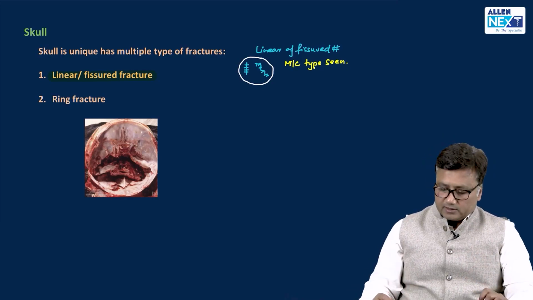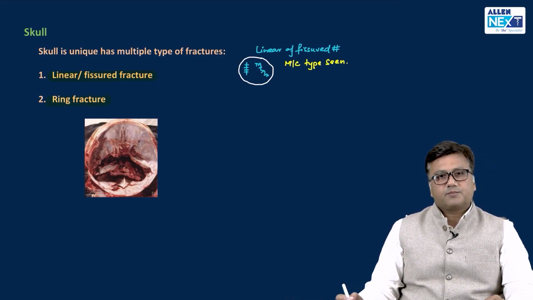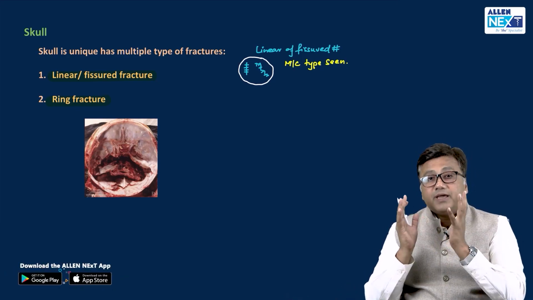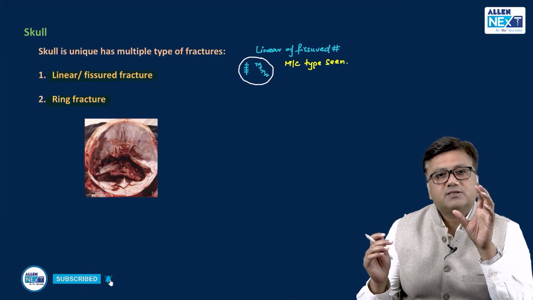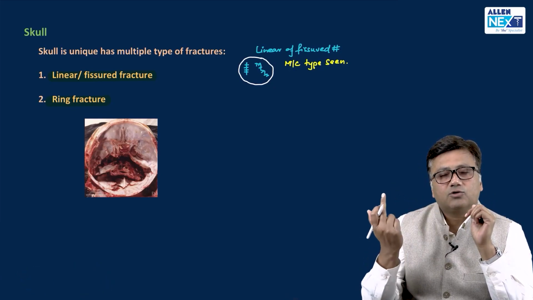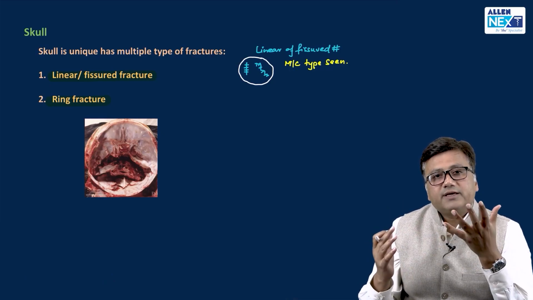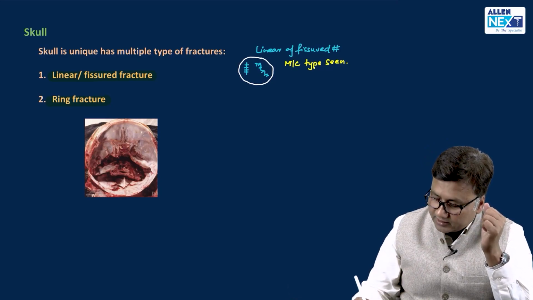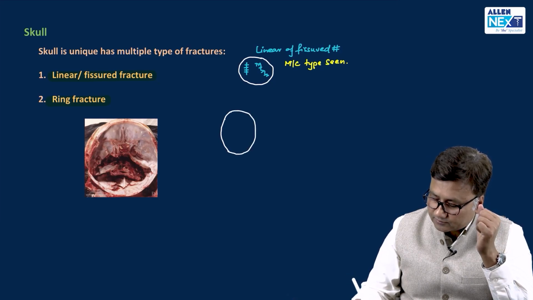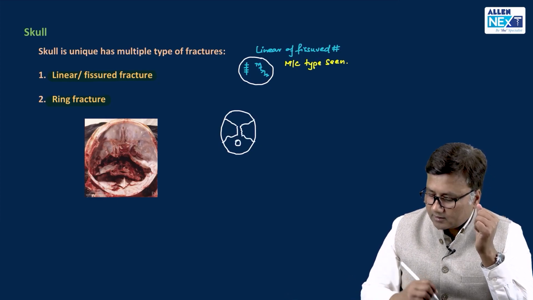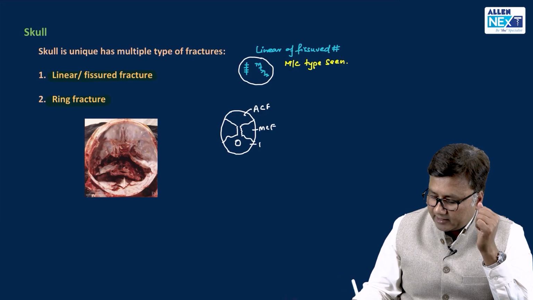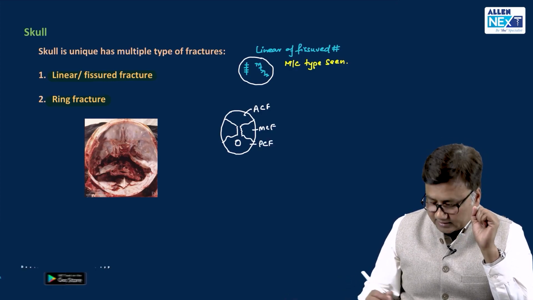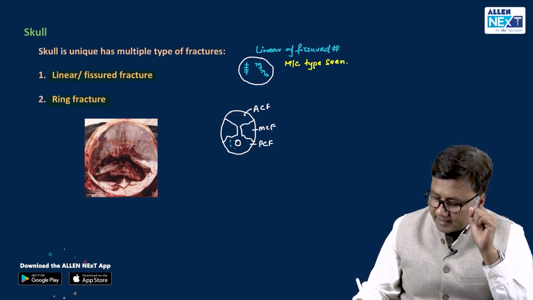The second one is ring fracture. Now, ring fracture is a fracture which happens in the base of the skull in the posterior cranial fossa, and this is a fracture which happens around the foramen magnum like a ring, seen in cases of fall from height. If you see the base of the skull, consisting of anterior cranial fossa, middle cranial fossa and posterior cranial fossa, ring fracture is a fracture which surrounds the foramen magnum like a ring.